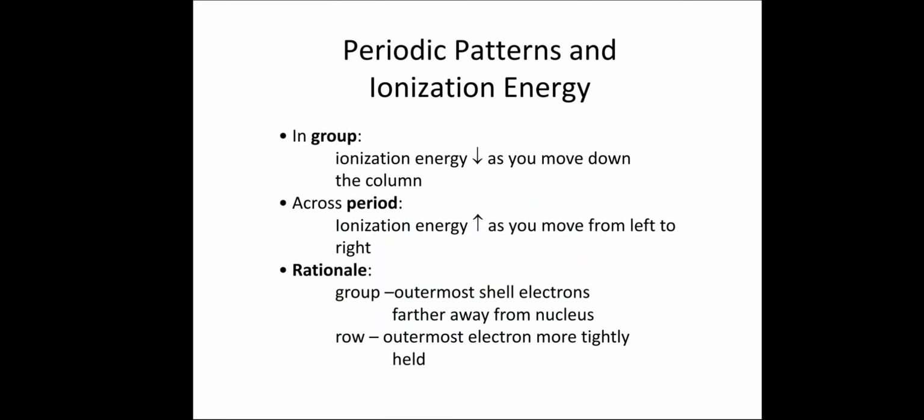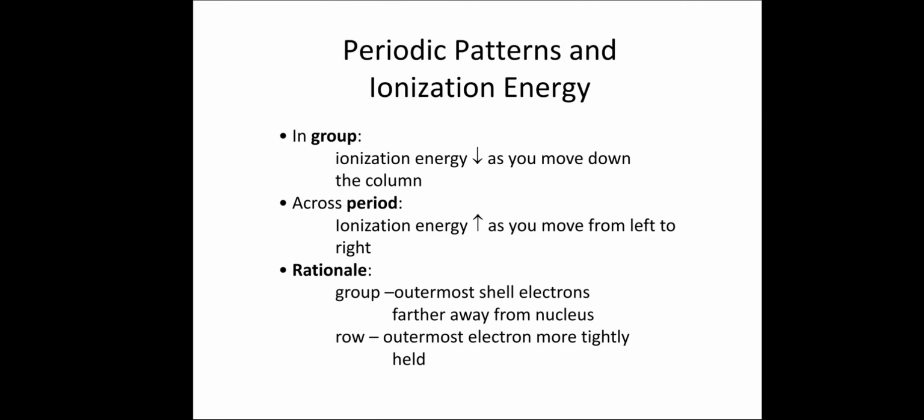So what is the periodic pattern for ionization energy? In a group, the ionization energy decreases as we move down the column, from top to bottom, because the number of shells increases and the distance between the nuclear protonic charge and the valence electron increases, which leads to lesser attraction between the nucleus and valence electron, making the ionization energy lesser.